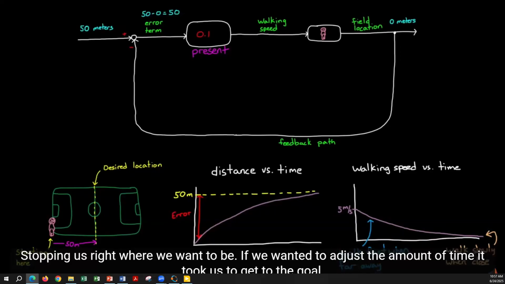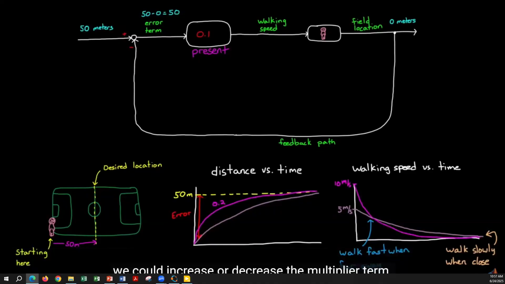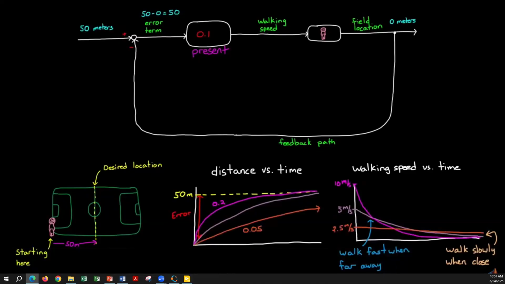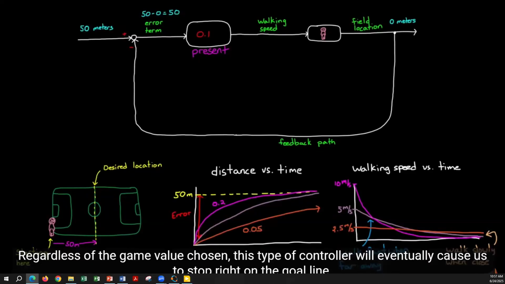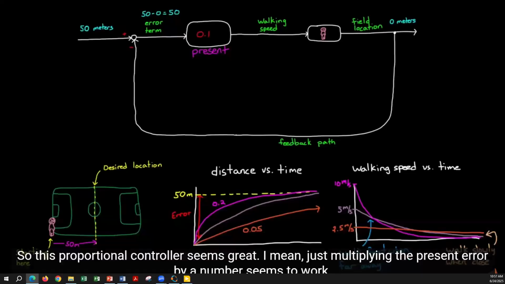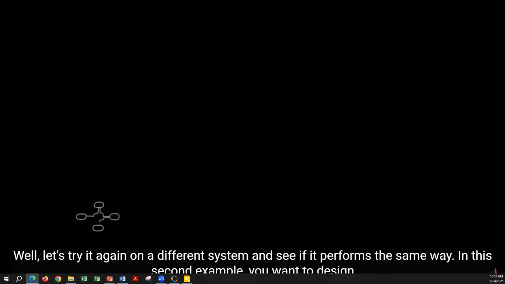If we wanted to adjust the amount of time it took us to get to the goal, we could increase or decrease the multiplier term. Regardless of the gain value chosen, this type of controller will eventually cause us to stop right on the goal line. So this proportional controller seems great. I mean, just multiplying the present error by a number seems to work. Well, let's try it again on a different system and see if it performs the same way.